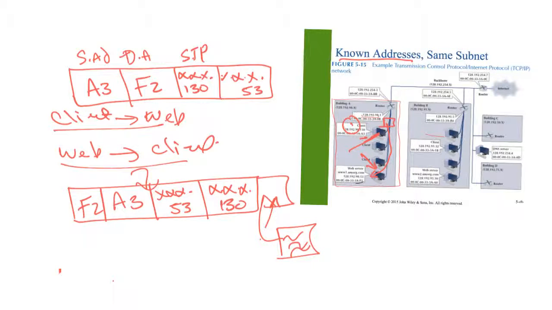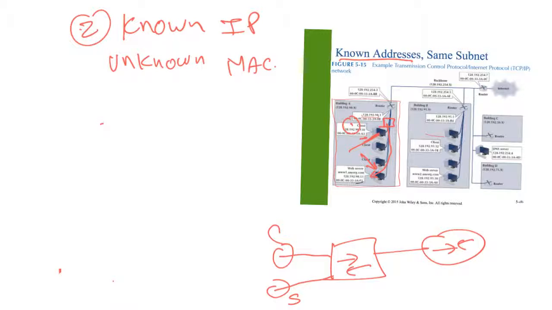The next example would be known IP address, unknown MAC address. The second example I want to go through: same subnet, client would like to talk to the web server. I just open it up here in physical logic. This is how it is physically connected. I know the MAC, I know the source. The client knows the IP address of the web server, but it does not know the MAC address.